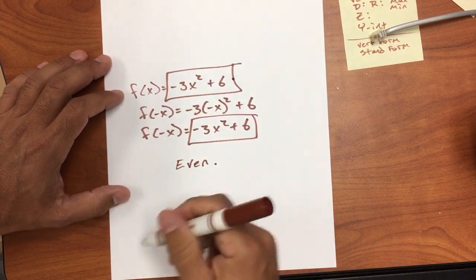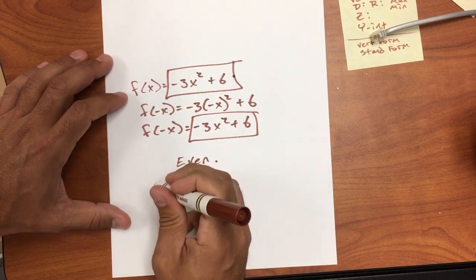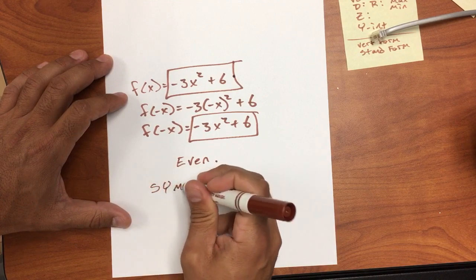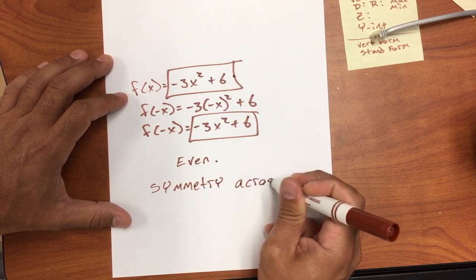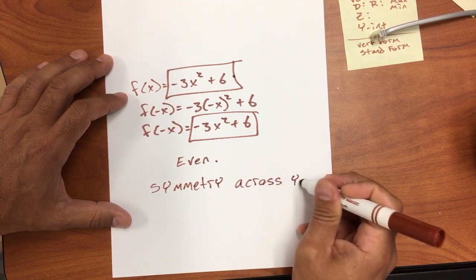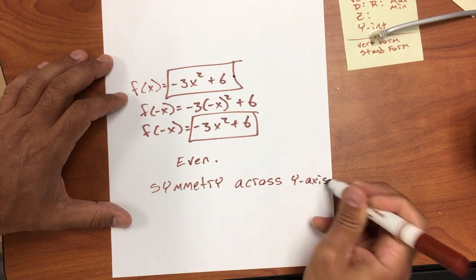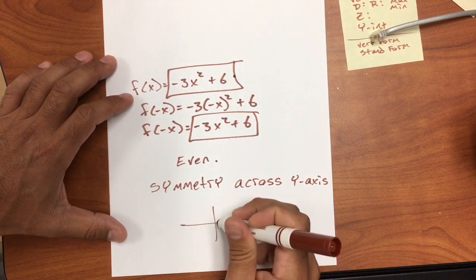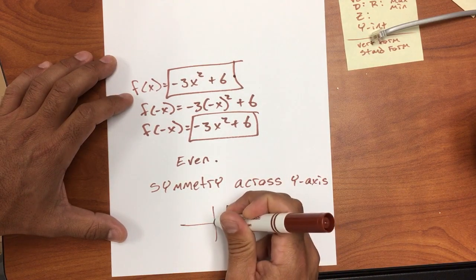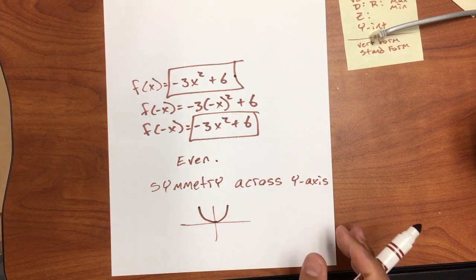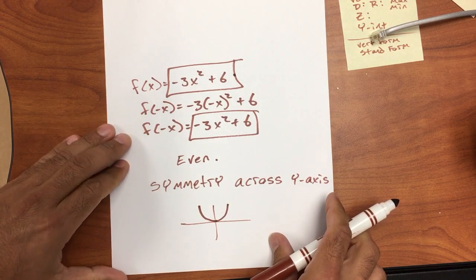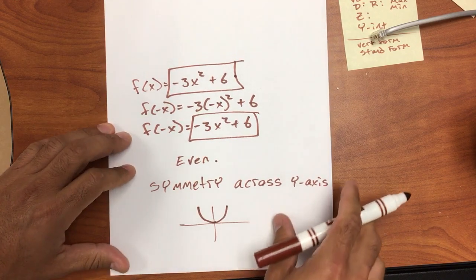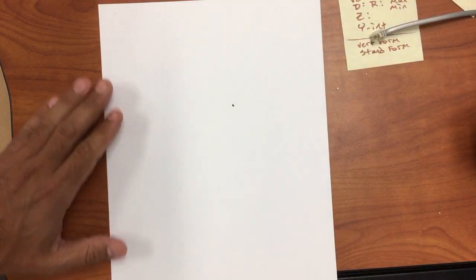And what an even function really means is that the function has symmetry across the y-axis, meaning these guys are the same. So that's what we're looking at here. Okay, so let's see, do another example.